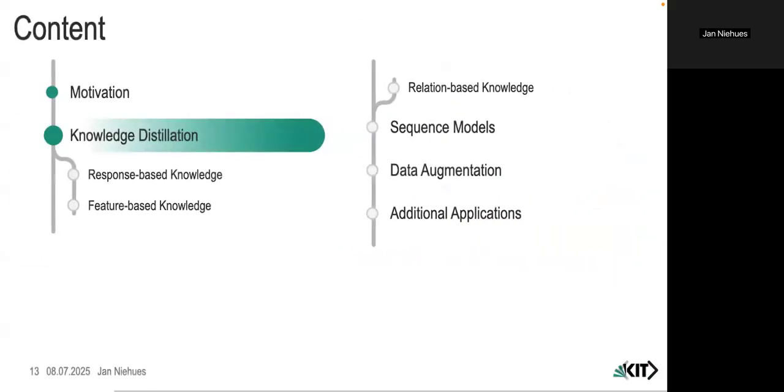Okay, so this is the basic idea of knowledge distillation. Before we go on, do you have any specific question?